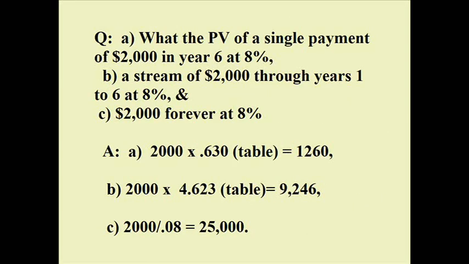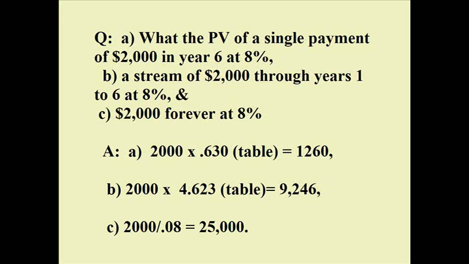Here we have $2,000, respectively, at year 6 at 8%, periods 1 through 6 at 8%, and forever at 8%. Well, let's see. The first one is $2,000. Go to the table. I'll show it to you in a second. And it's a single sum because it's always less than 1. 0.63, $1,260.